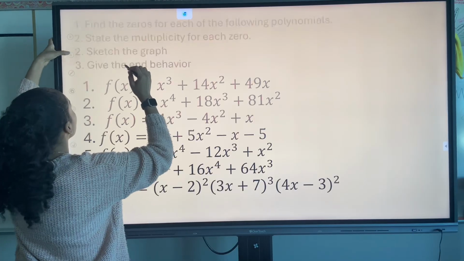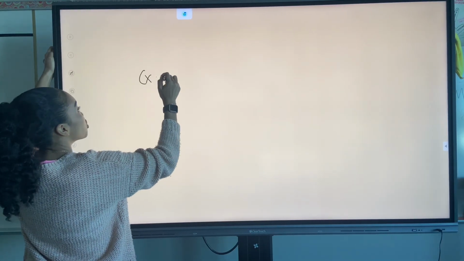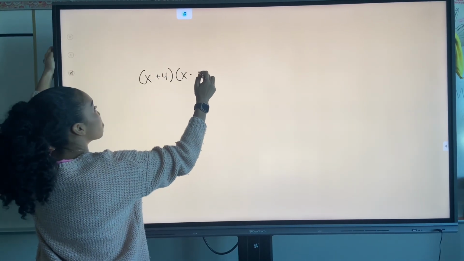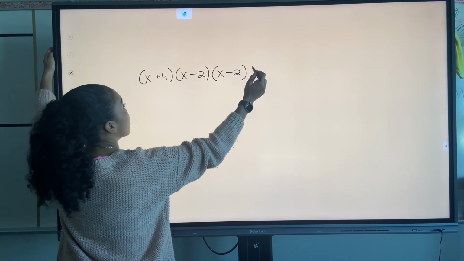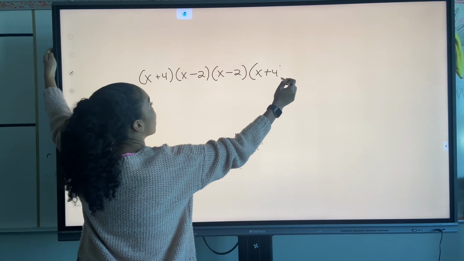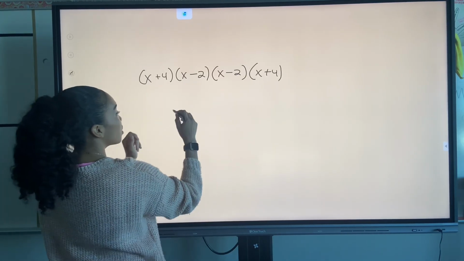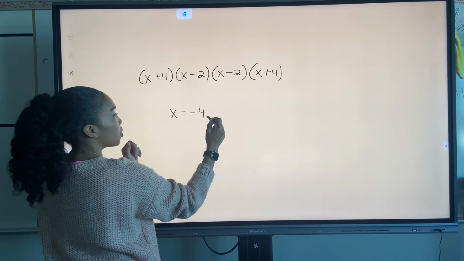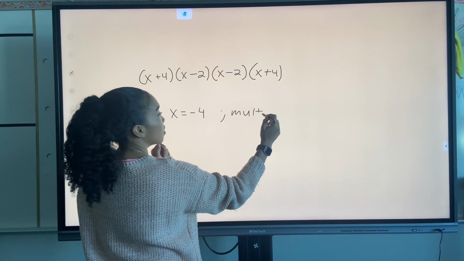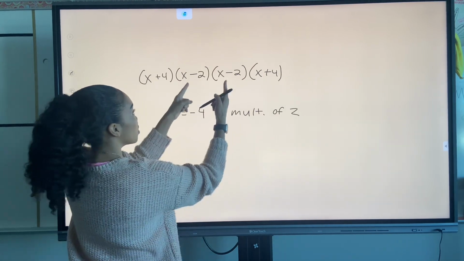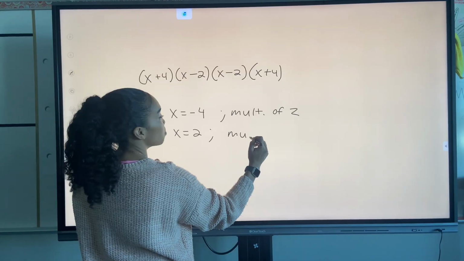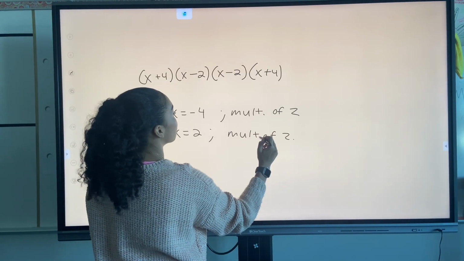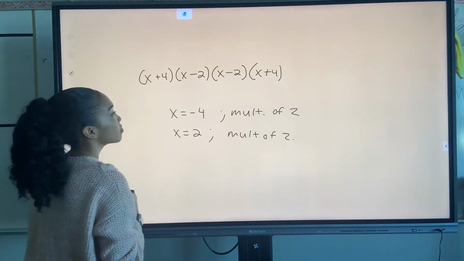Let's pretend we factored it and then we got x plus 4, x minus 2, and x minus 2, and an x plus 4. Okay, so that means x plus 4 will give you -4, and the multiplicity is 2. This one gives you x equals +2, and your multiplicity is also 2, because there's 2 of them.